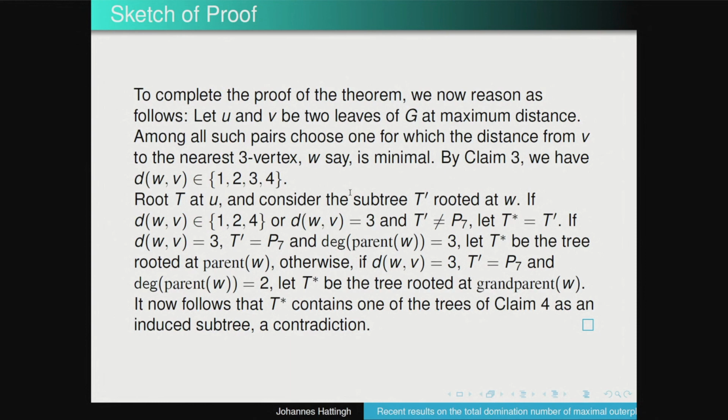Any maximal outerplanar graph always has at least 2 vertices of degree 2. So obviously the tree will then have 2 endpoints, and you take those at maximum distance from each other. There must be a degree 3 vertex somewhere on that path, and you choose the endpoint which is nearest to that 3 vertex.